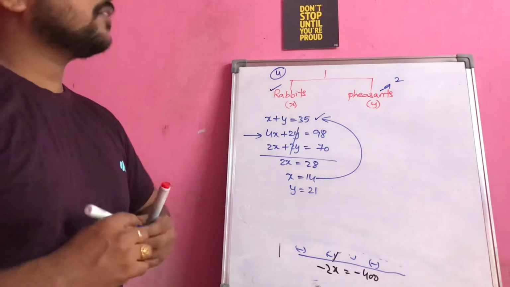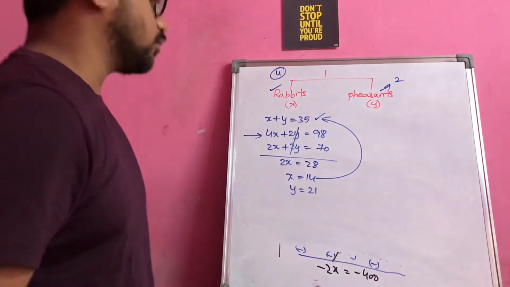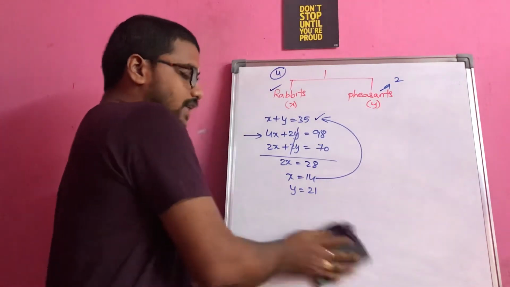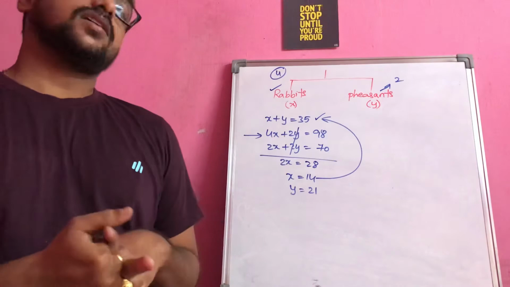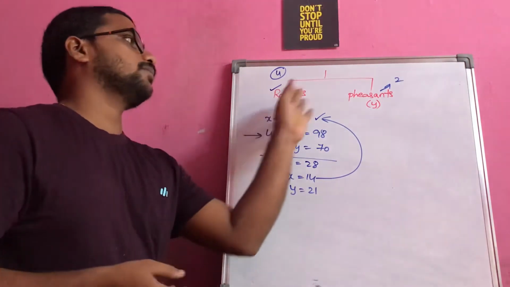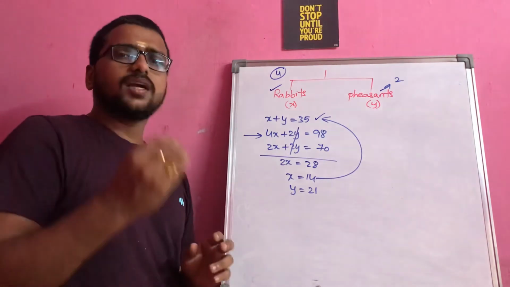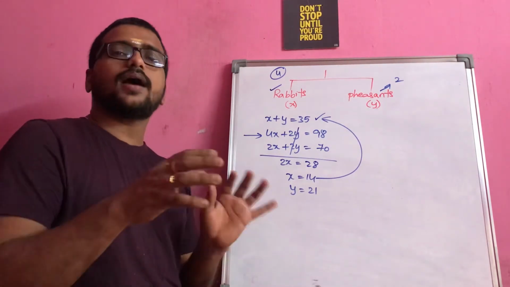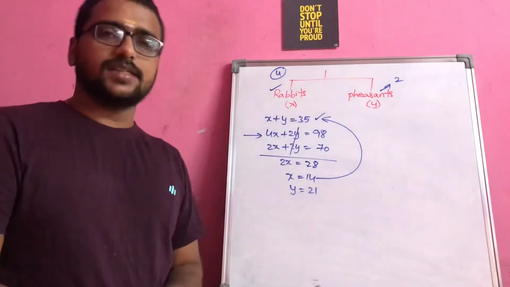So the basic information that you should have before starting this question is what pheasants actually are, and how you can relate that they said 35 heads are there to the number of rabbits and pheasants. Like that you should be able to come to a conclusion on how you have to relate the given information with the variables that we had considered here. Okay.